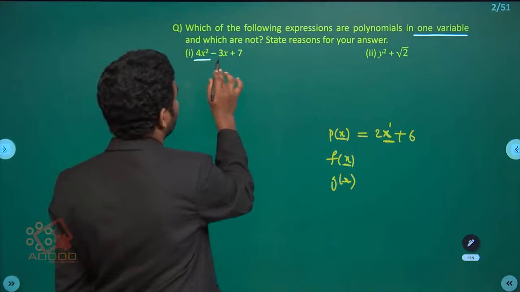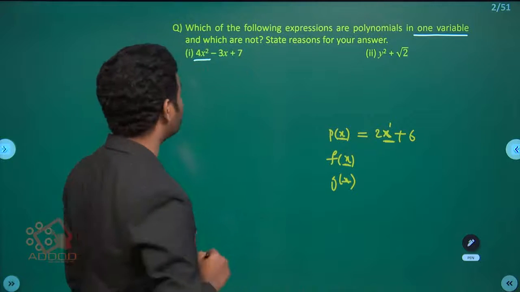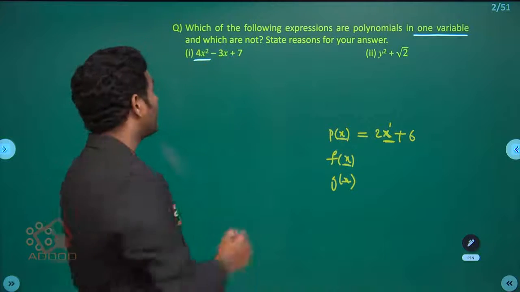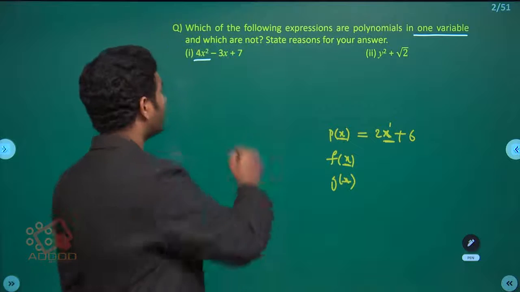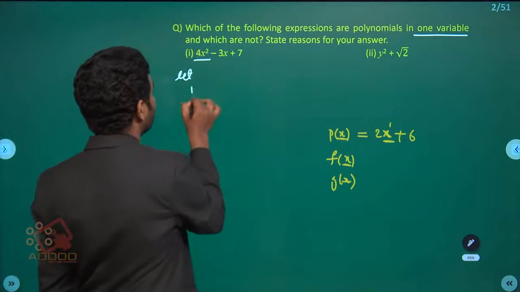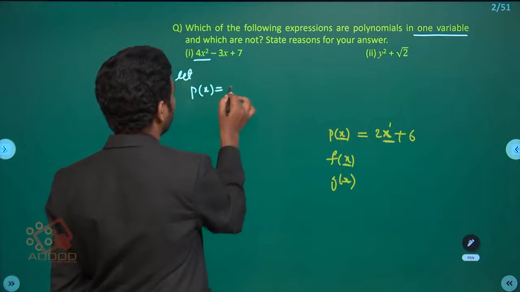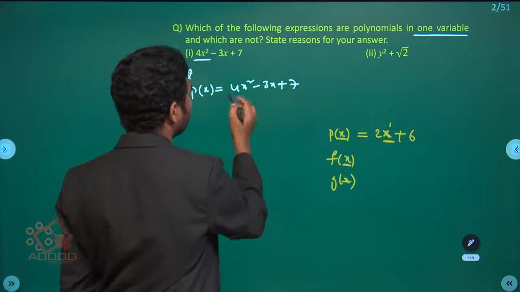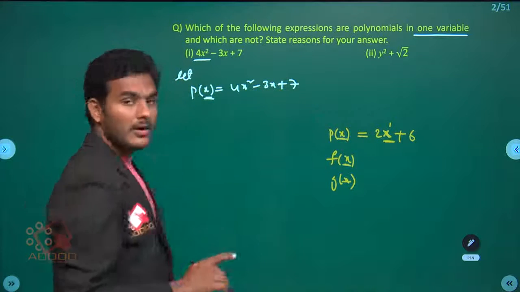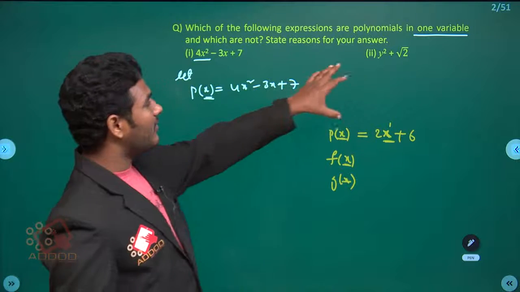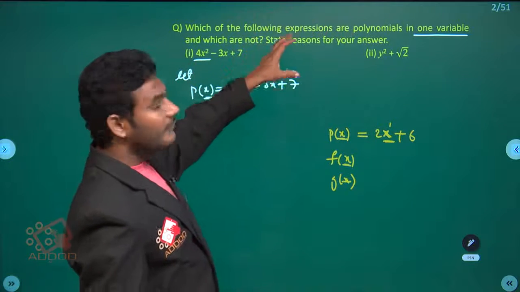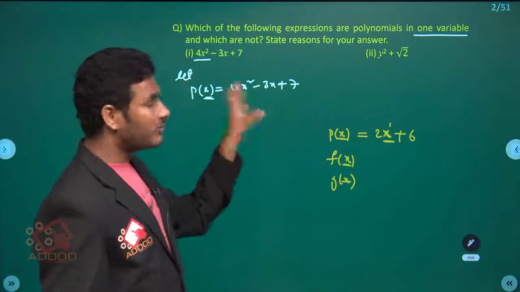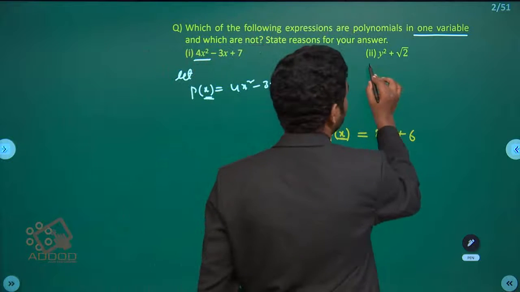Here, 4x square minus 3x plus 7. Now this is a polynomial with how many variables? Here we have only one variable, that is x. So this is a polynomial. Let us consider the polynomial p of x equal to 4x square minus 3x plus 7. This is a polynomial in terms of the variable x. Only one variable is there. So what is our aim? Here we have to identify which polynomial is a one variable polynomial and which is not. Here only one variable is there, so this is a polynomial with one variable.